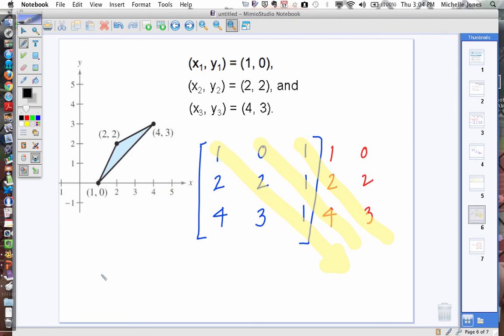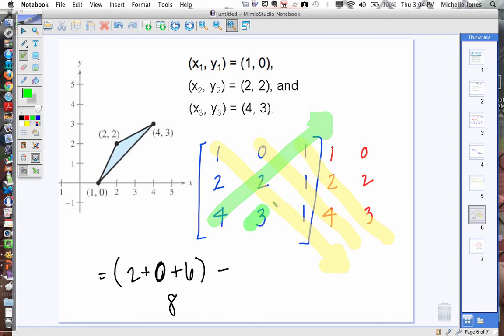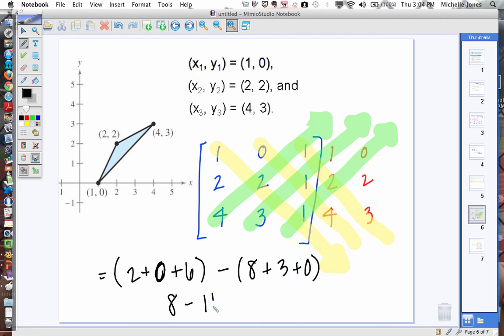So that gives us, multiplying 1 times 2 times 1 is 2. Here you get 0 and 6. So that's the worst 0 ever. So you get 8. And then we're going to subtract our values going up being multiplied. So you get 8 plus 3 plus 0, and that gives us 11. So we're subtracting 11. So our determinant is -3.